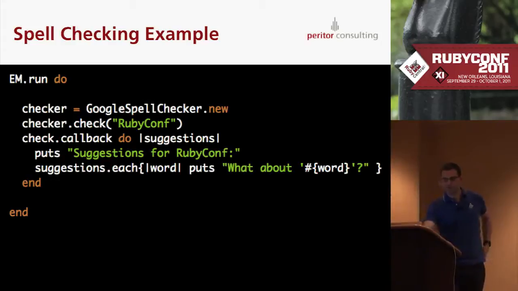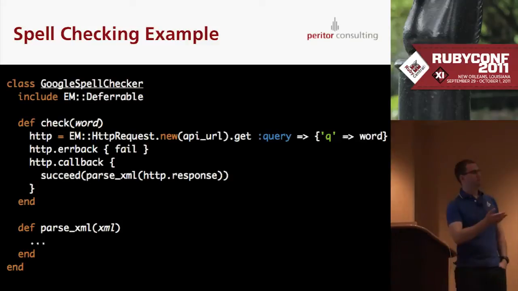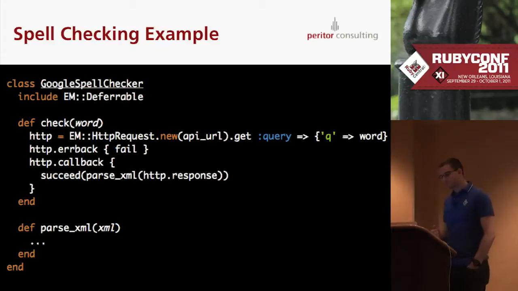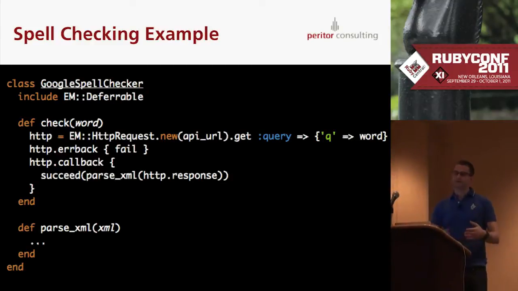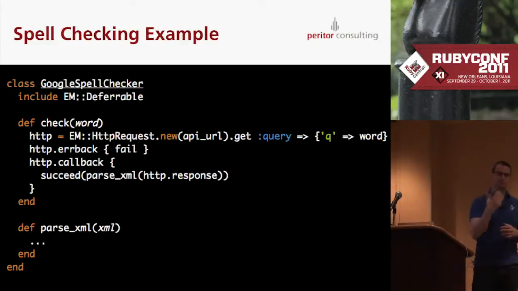So deferrables are also heavily used by EventMachine itself and by other libraries. For example, the EM-HTTP request library that we're using right here is returning you a deferrable. So the HTTP variable is a deferrable, actually. Most of the EventMachine libraries and protocol implementations actually return deferrables. And this is what's so nice about them, that you can just register callbacks on them and be called when they're ready.